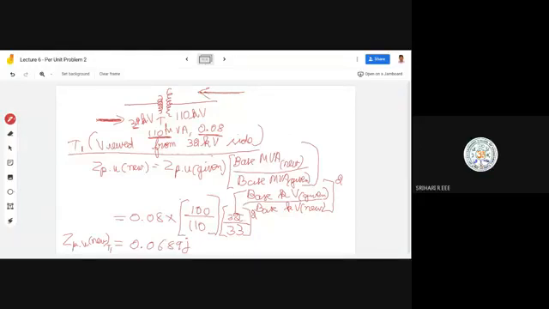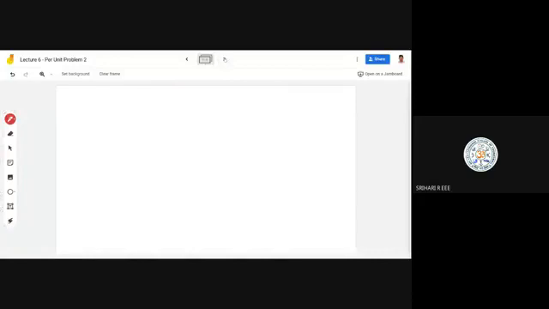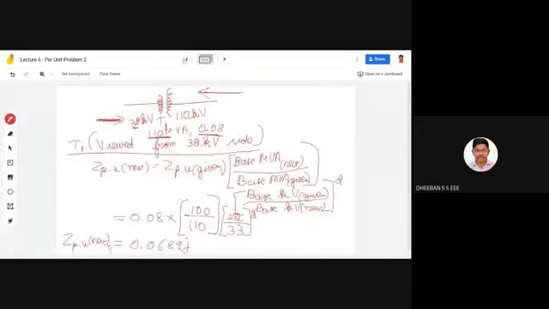Sir, it will be multiplied by A square, sir. So it's not like that, man. The thing is that the value will be the same.